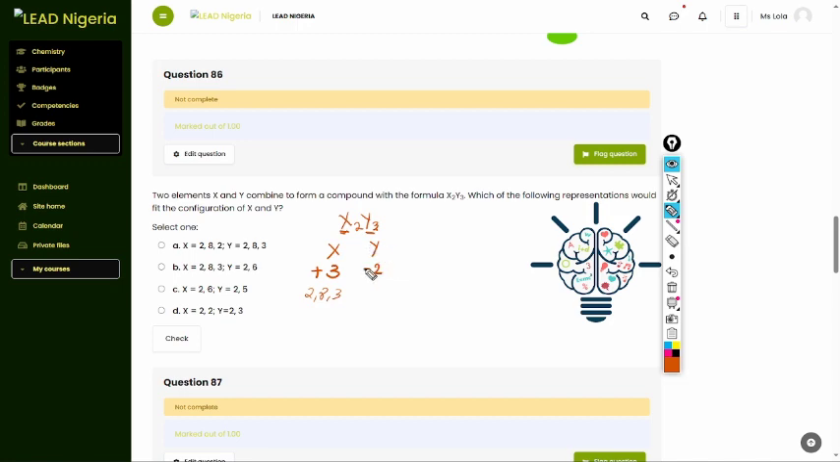Now Y has an oxidation number of minus 2. What this means is that Y gained 2 electrons. So for Y to gain 2 electrons and complete 8 electrons, it needs to have 6 electrons in its outermost shell. Okay, so it could be 2, 6, such that it gains 2 electrons to become complete here. So the configurations that will match X and Y are 2, 8, 3 and then 2, 6. So the correct answer is B.